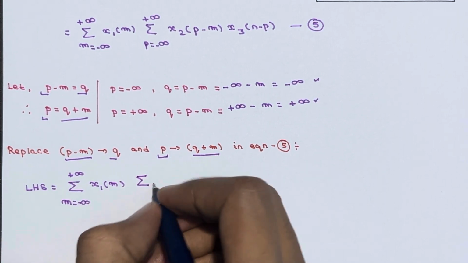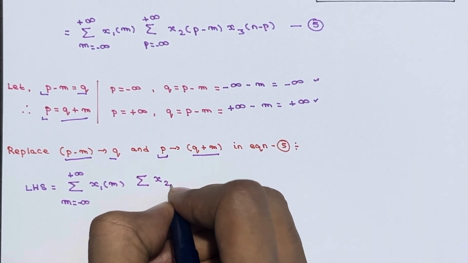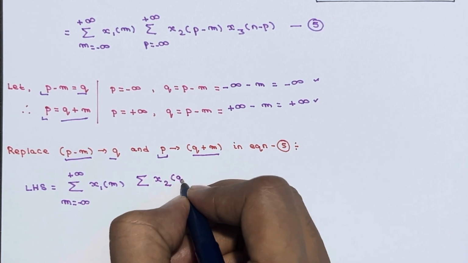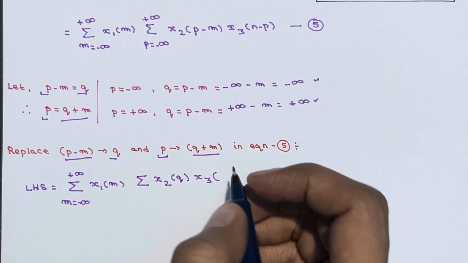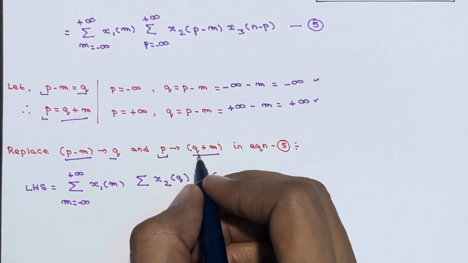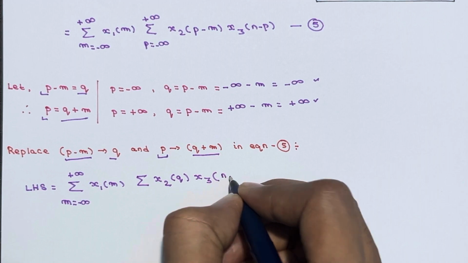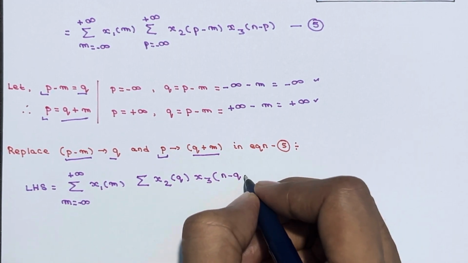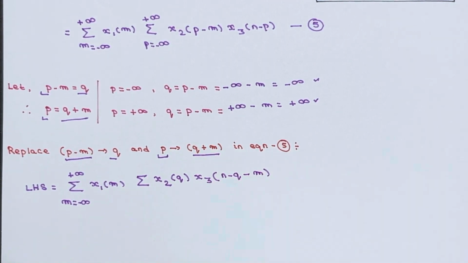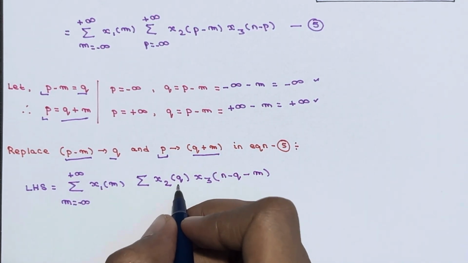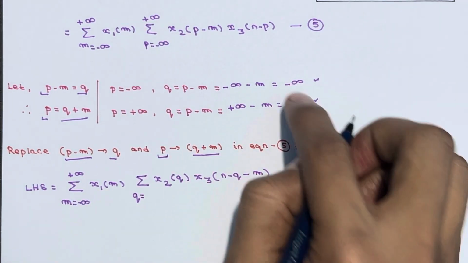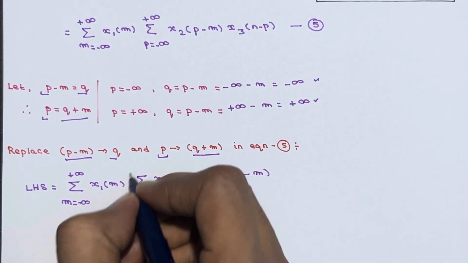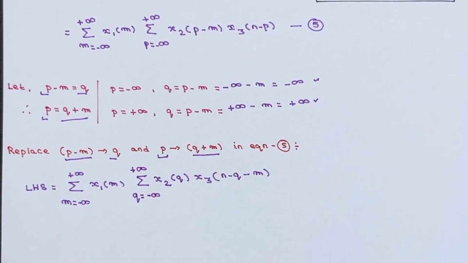Summation of, so x2 of p minus m we have to replace with q, so q into x3 of n minus p, and p you have to replace with q plus m, so it will become n minus q minus m. Am I right? And here what is the dummy variable? Here it is q, so q ranges from minus infinity to plus infinity. Alright, hope it is clear to you.